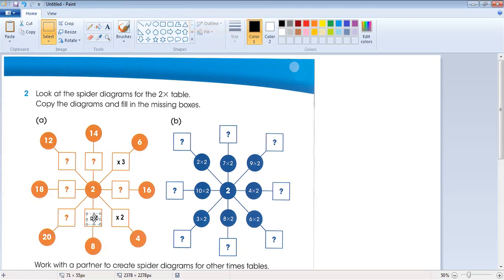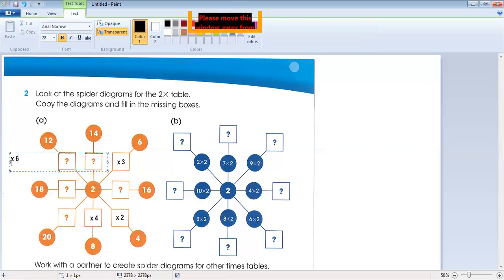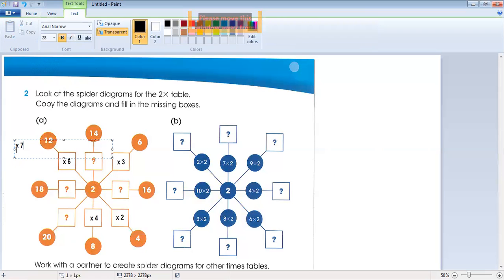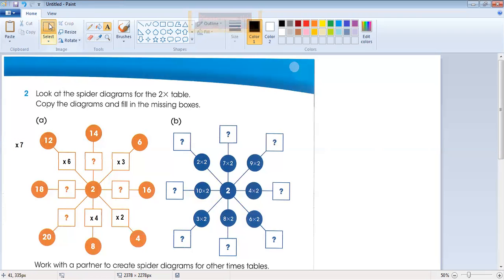Now 2 fives are 10, and 10 is not here. 2 sixes are 12 here, so we write here multiplying with 6. 2 sevens are 14. You can see this 14 here, and so on like this, multiply 7.